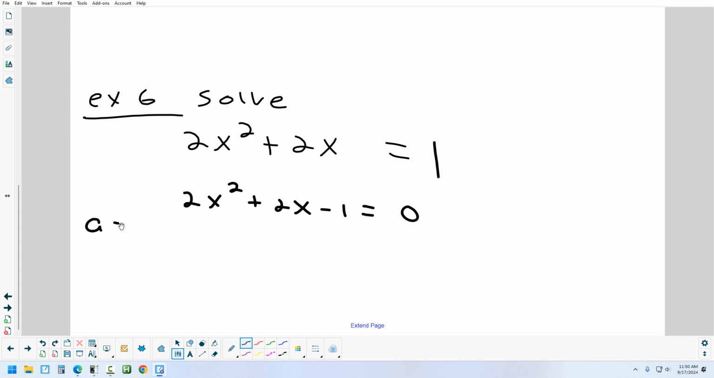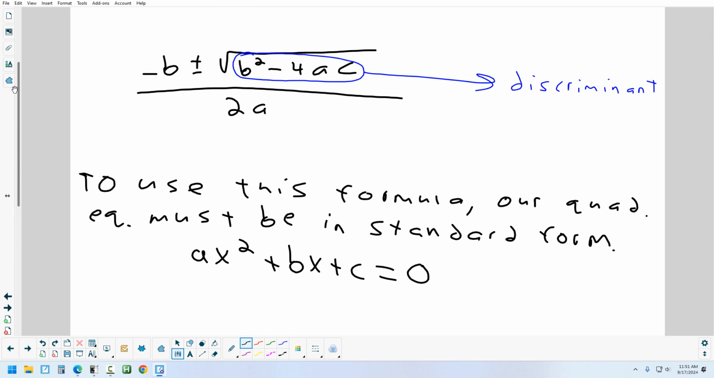Make sure we know what letter is what. Madison, what's A in this case? 2. Jordan, what's B? Yep, it's also 2. And C, Nolan, what's C? Negative 1. Okay, so now it's just a matter of filling those into the formula and seeing what we get.